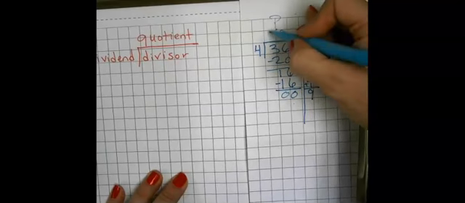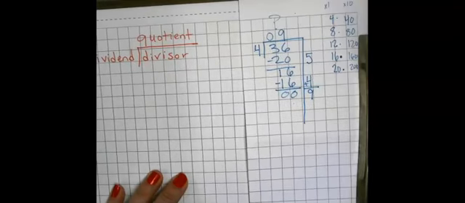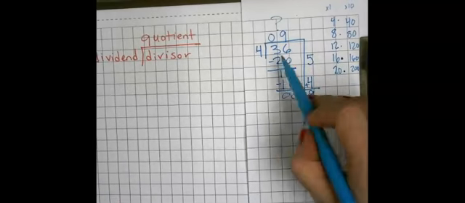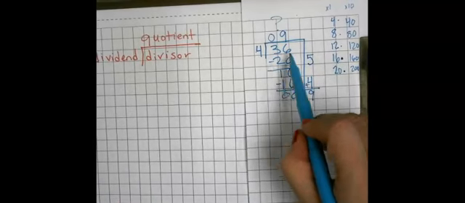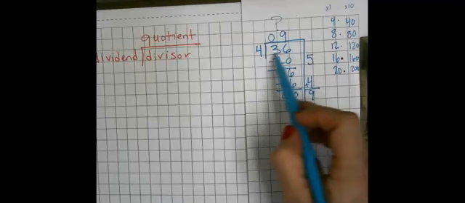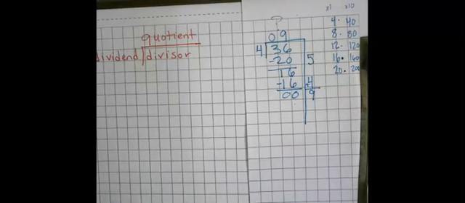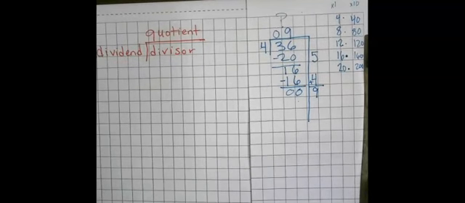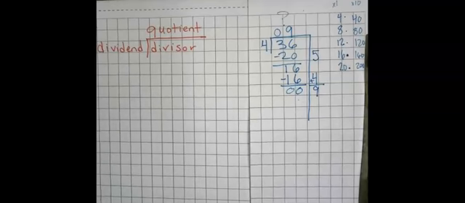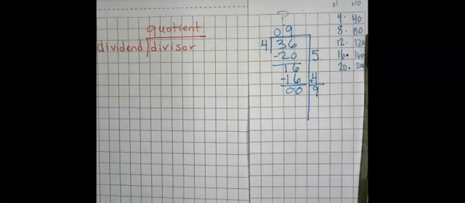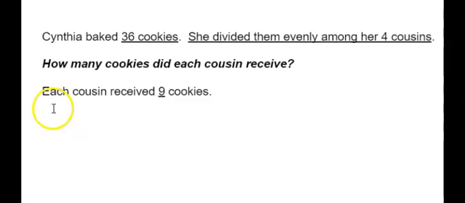Now I'm going to put a 0 here because I don't have any tens. And I need to have the same number of digits on top that I have on the bottom here. Okay, so our answer, obviously, 4 times 9 is 36. Hopefully you had that memorized. If not, you can do it this way. So to answer in a complete sentence, each cousin received 9 cookies.